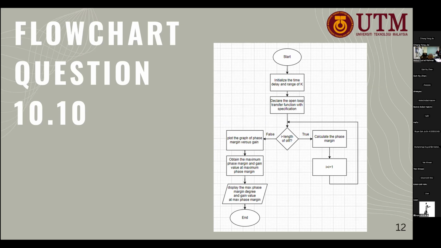And then if i is larger than the length of the function, then it will plot the graph of the phase margin versus the gain, and then we will obtain the maximum phase margin and the gain value at the maximum phase margin, and then we will display the maximum phase margin in degrees and the gain value.